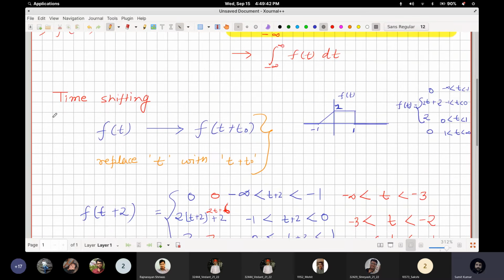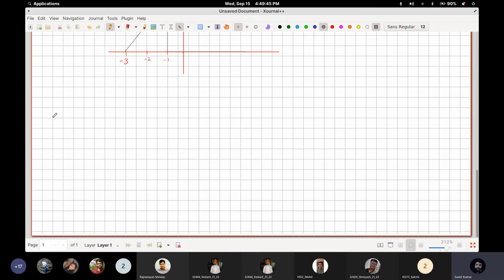So this was what you can call time shifting. Similarly, if we have, let's say, f of, let me use this blue color only, so if we have f of t plus 3 here, then from our experience, what will that graph look like?